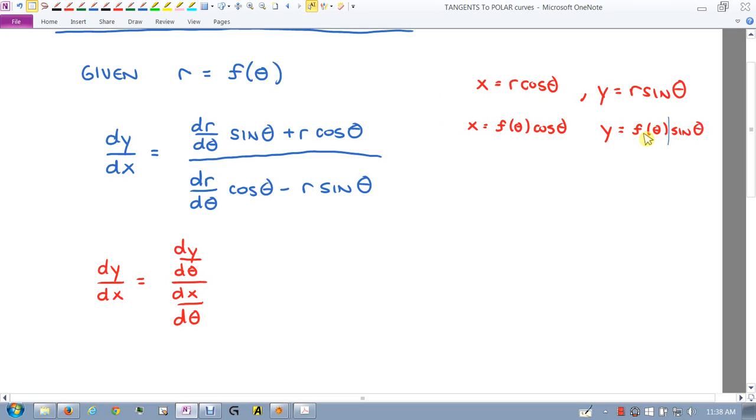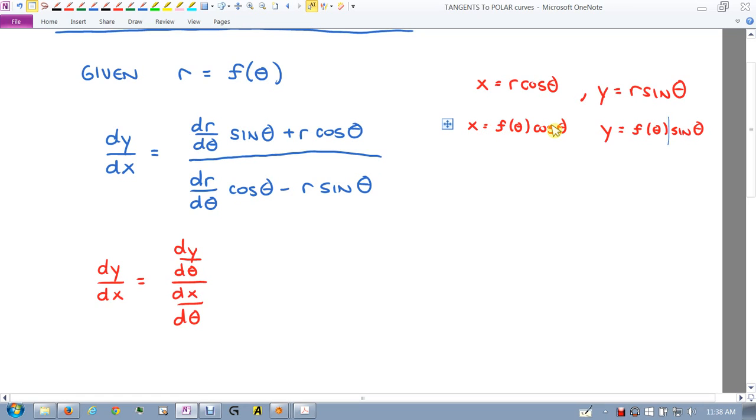But what is this by itself? It's really r, and then cosine theta. So that's your product rule on top. And then when you do the second part, which is the dx d theta, it's the product rule on this one. Does that make sense where that comes from? Okay, so that's the formula.